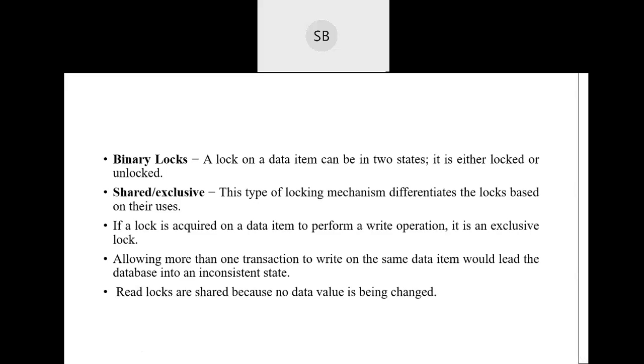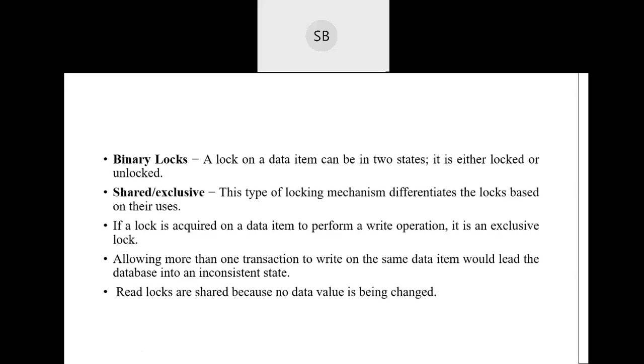So let's take this first. What is written there? This type of locking mechanism differentiates the locks based on their uses. Shared and exclusive locks totally depend upon the uses. See, we can have a shared lock. If all the transactions are sharing the lock, what can they do? Shared lock means read-only transactions.